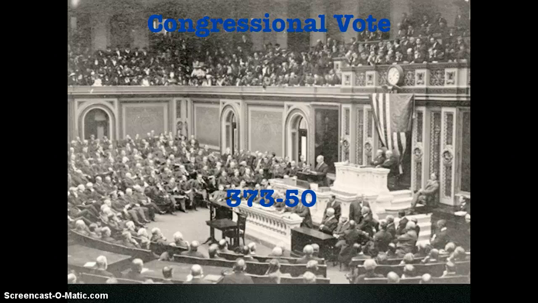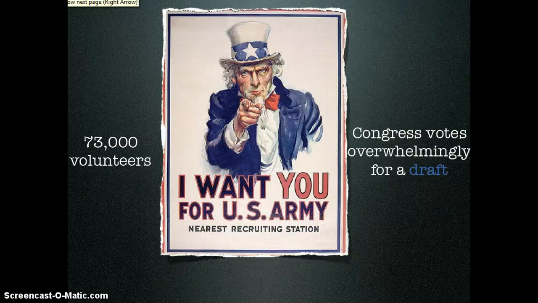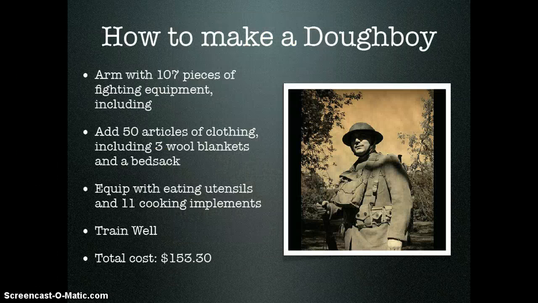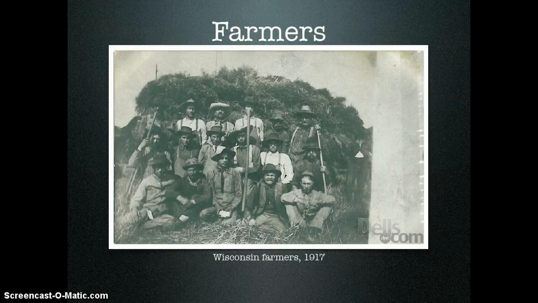Initially, we only have 73,000 people volunteer for the war. So as a result, Congress overwhelmingly votes for a draft, or what we call conscription. The American troops during this time, known as doughboys, 300,000 would evade the draft. But we also see, we'll come back to this later, there are individuals who are against it.